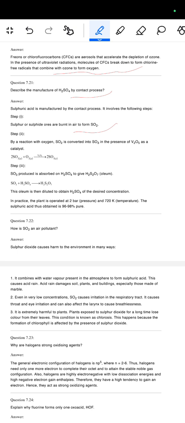Then purified SO3 is absorbed in H2SO4 to give H2S2O7, oleum. SO3 plus H2SO4 gives H2S2O7. This oleum is then diluted to obtain H2SO4 at the desired concentration.